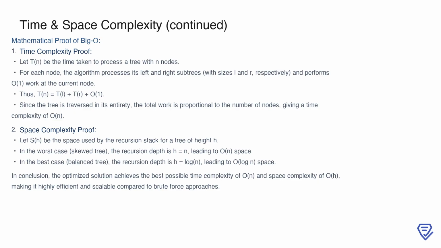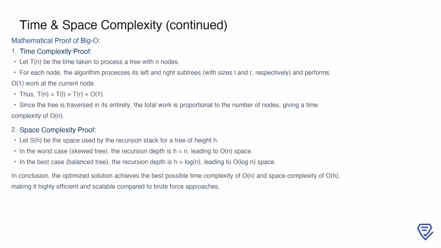This gives us the recurrence relation T(n) equals T(L) plus T(R) plus O(1). Since the entire tree is traversed, the total work is proportional to the number of nodes, confirming the time complexity is O(n). For space complexity, let S(h) denote the space used by the recursion stack for a tree of height h.